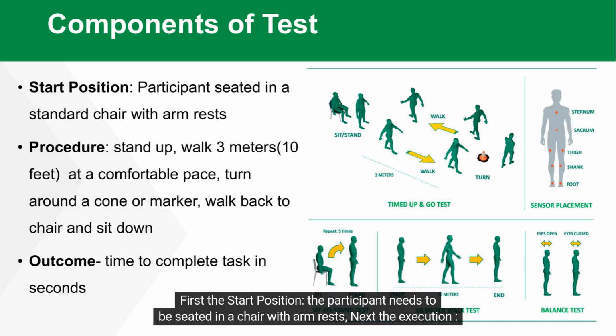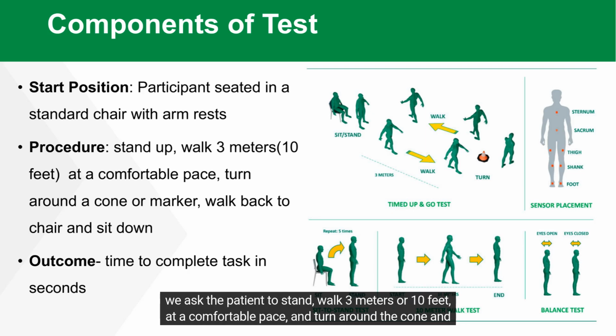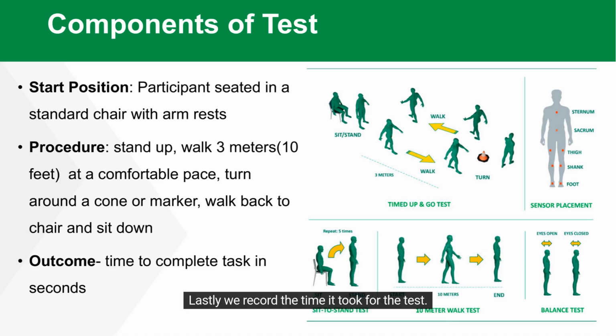First, the start position. The participant needs to be seated in a chair with armrests. Next, the execution. We ask the patient to stand, walk 3 meters or 10 feet at a comfortable pace, and turn around the cone and walk back to the chair and sit down. When the patient starts moving, we start the clock, and when they have sat down, we stop the clock. Lastly, we record the time it took for the test.